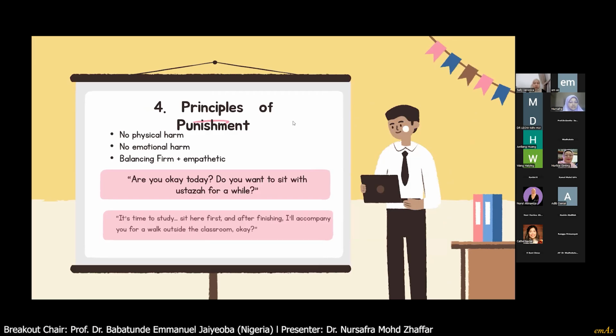And the last theme is about principles of punishment. Three principles guided punishment: no physical harm, no emotional harm, and a balance between firmness and empathy. Teachers often used supportive language, such as asking students, "Are you okay today? Do you want to sit with Ustazah for a while?" And discipline in this context was seen as care and guidance.